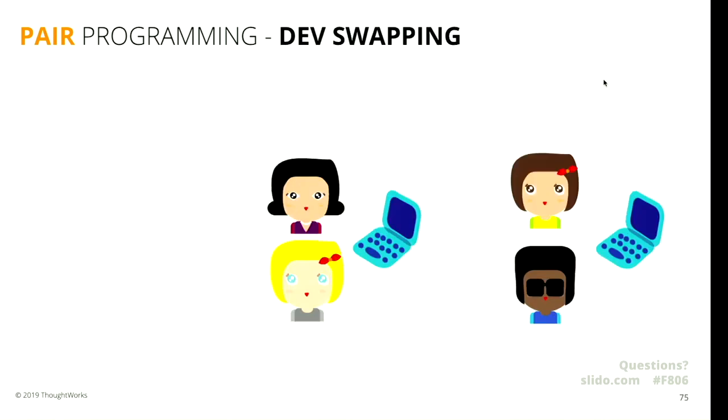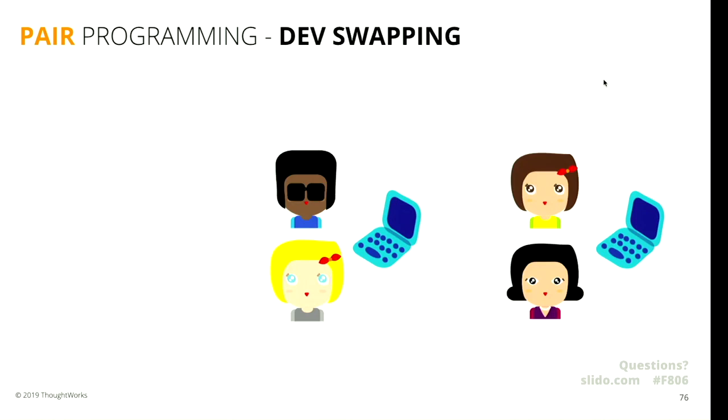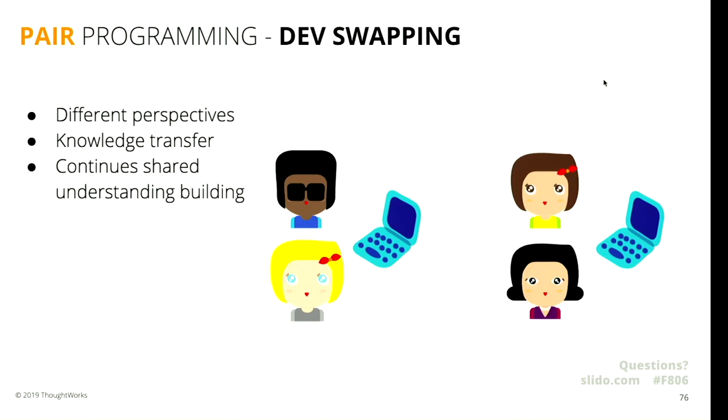And with that comes dev swapping, because staying and sticking with somebody for a long time can be challenging and tiring. So you want to maybe get a different perspective. So you swap the person you're pairing with. Again, that continues the knowledge transfer and continues the shared understanding.